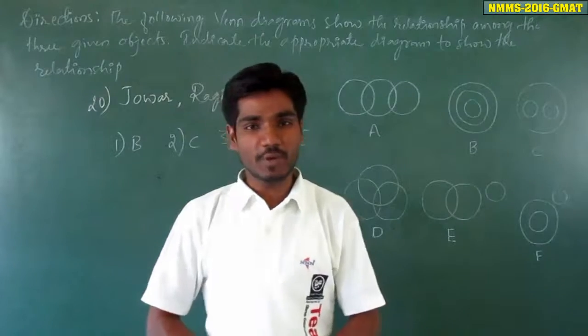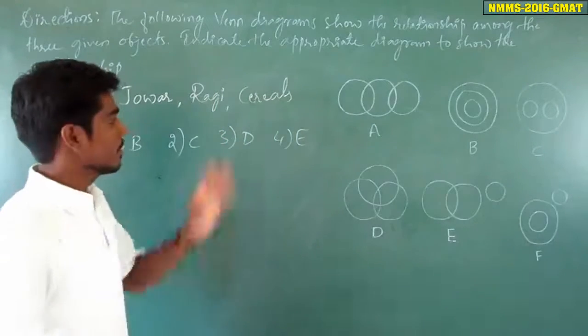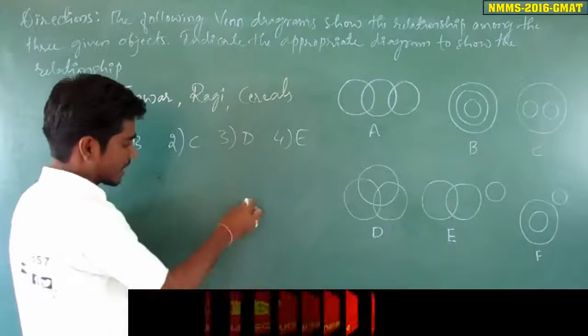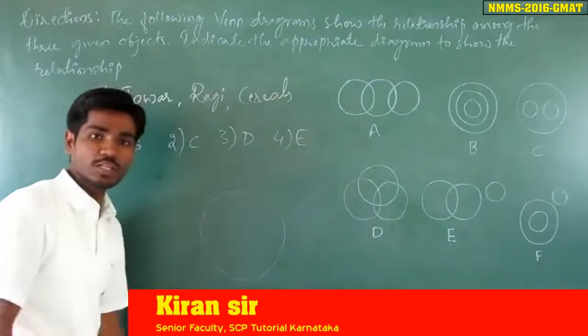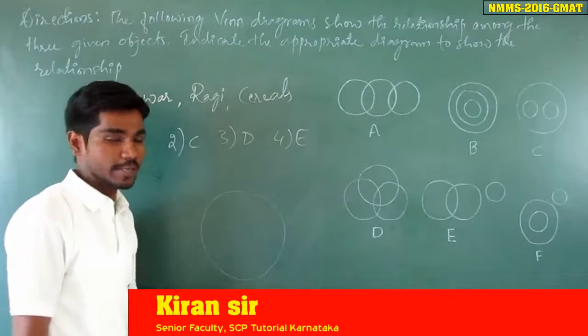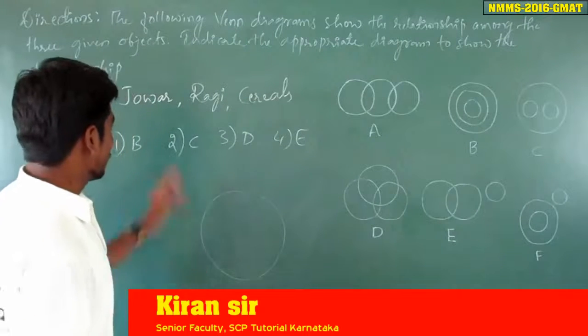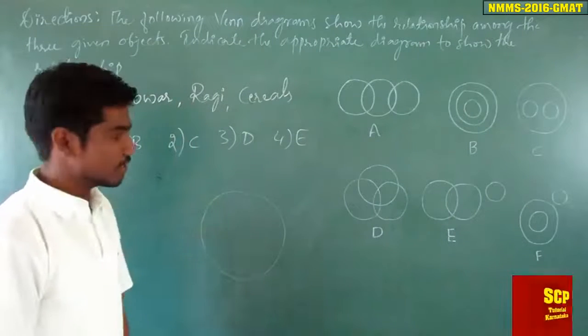Well friends, here's the next problem. The given problem is jowar, ragi and cereals. Friends, cereals is represented by a bigger circle where all the foodstuffs come. It may be wheat, it may be rice, it may be jowar, it may be ragi, so on and so forth. Okay. Now, jowar and ragi, nothing but they are cereals.